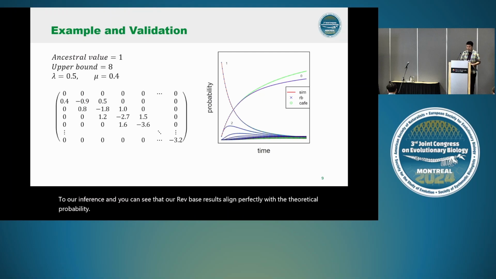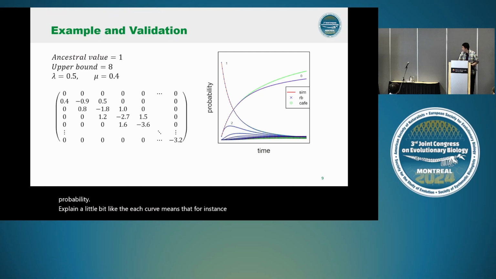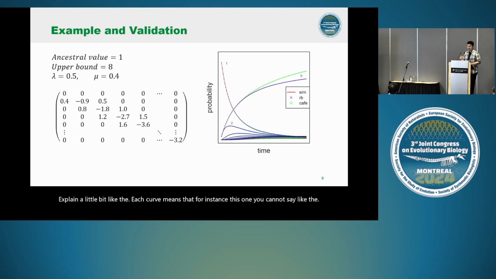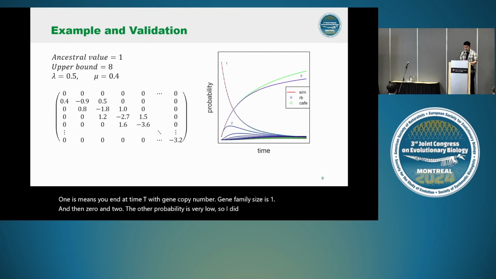Let me explain a little bit. Each curve means, for instance, the left one means you end at time t with gene family size 1, and then 0 and 2. The other probabilities are very low, so I did not show them. And interestingly, we also tried to re-implement what they did in CAFE, but maybe there's a little mistake, so it doesn't fit the theoretical line. But we still need to figure out why that is.